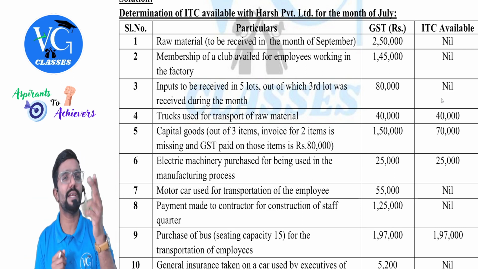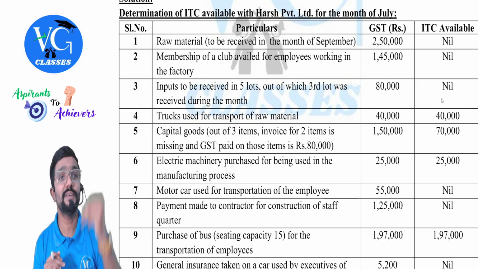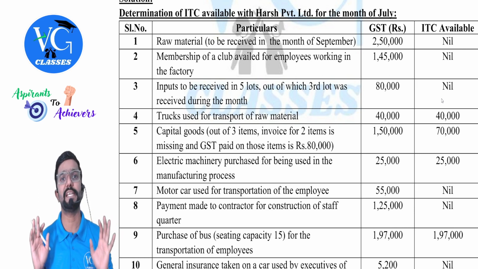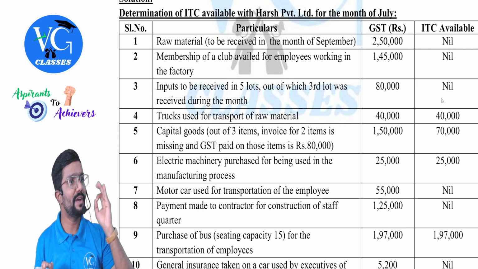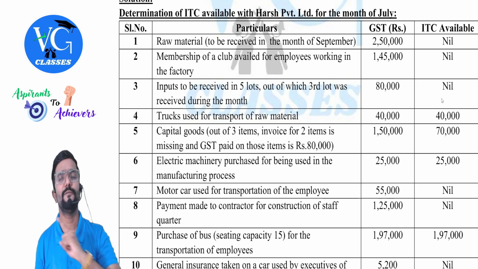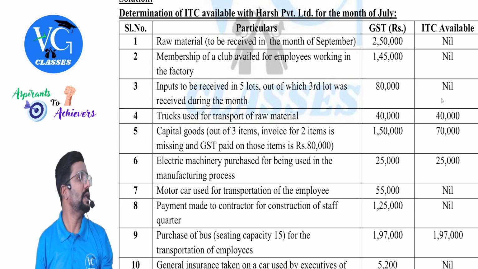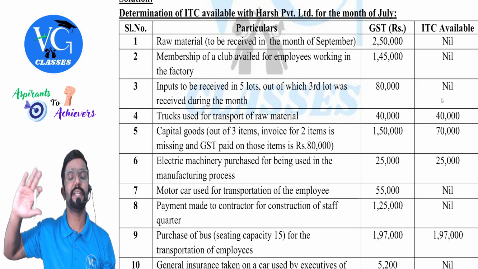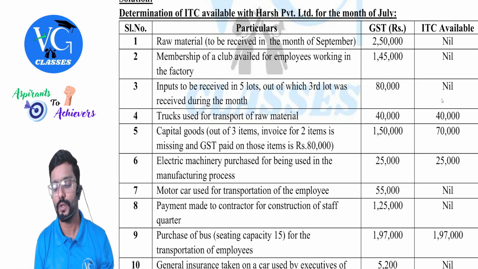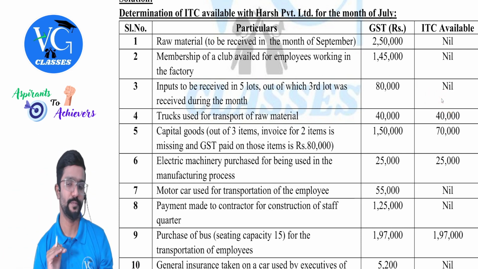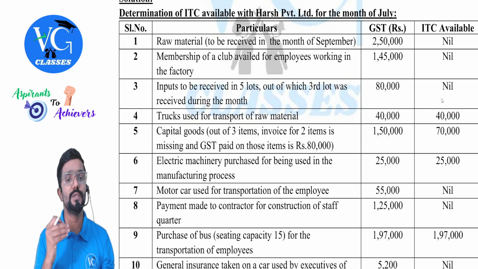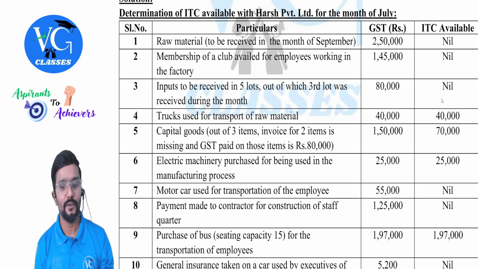No. Sir, for the first, second, third lots, can we claim? No. At least for the third, we will claim no proportionate credit. As per the proviso, when goods are received in lots, you can claim full credit when you receive the last lot. So we will wait till we receive the fifth lot, guys. No credit in July.